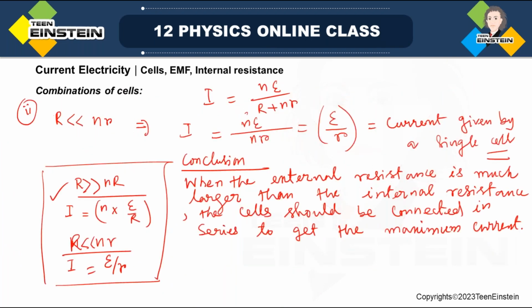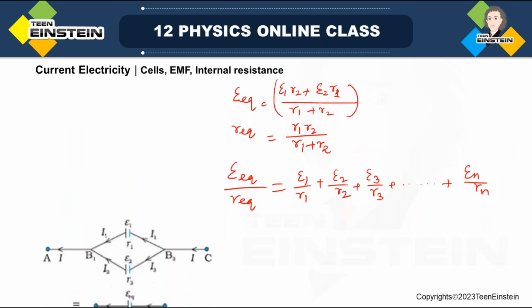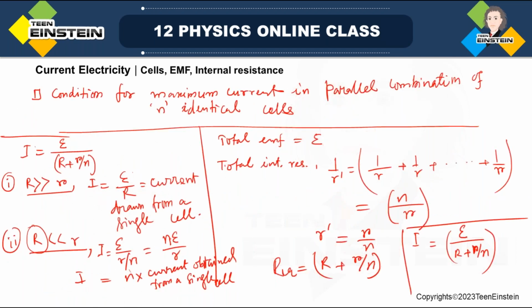Now let us go back to the earlier conclusion. In the case of series combination, when the external resistance is much higher than the internal resistance, the cells could be used in the series combination to get maximum current. So here also we'll write the conclusion point. So what is the conclusion?